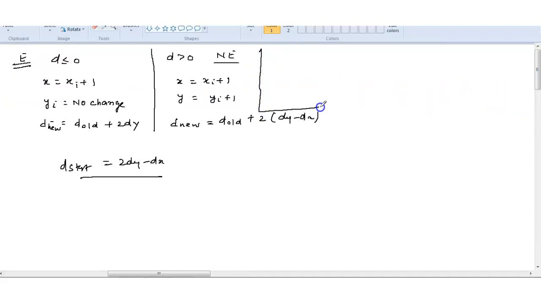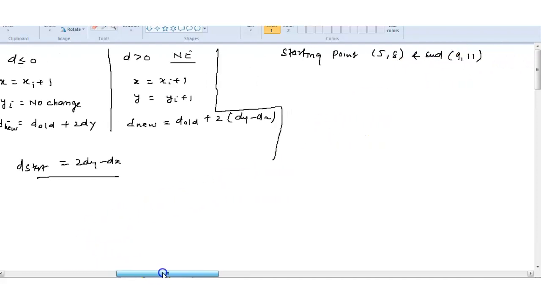We'll do it here only so we can see the algorithm. Consider a starting point of 5 and 8, and an end point of 9 and 11, and I have to draw the straight line. So we can write it here. This is the table. Write this is d.